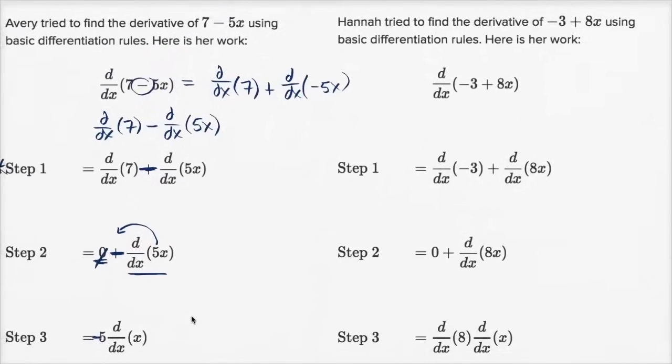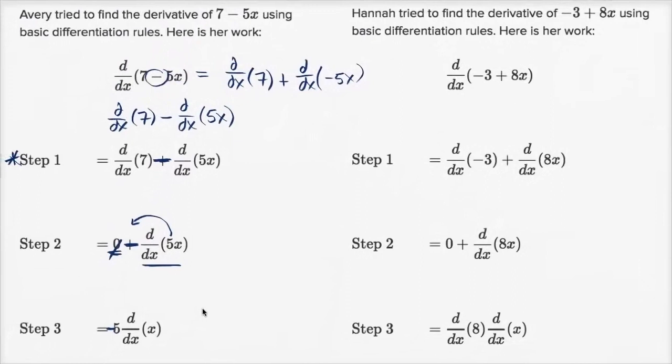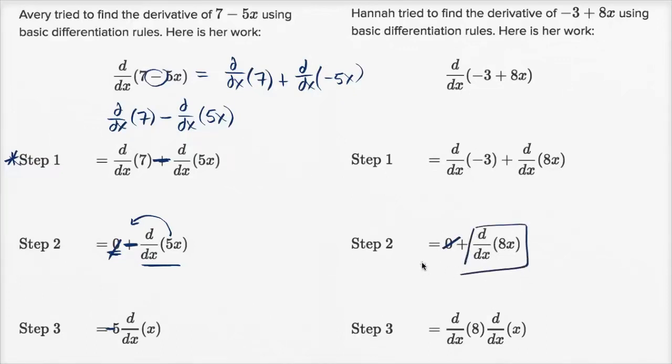Now let's go back to Hannah to see if she made any mistakes and where. So she's differentiating a similar expression. So first she takes the derivative of the constant plus the derivative of the first degree term. Derivative of a constant is 0. That looks good. So you get the 0, and then you have the derivative of the first degree term. That's what she's trying to figure out.